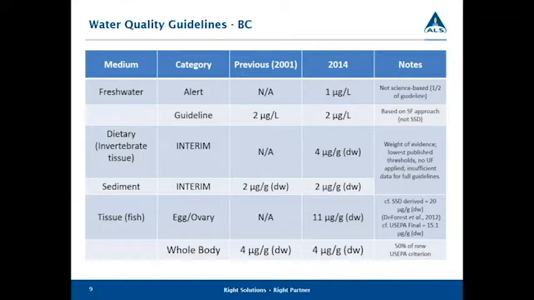And then 2014 had some tissue, fish, ovary, and egg guidelines that were actually derived using what is considered to be a more appropriate approach, the species sensitivity distribution approach, to come up with the values of 11 micrograms per gram dry weight in eggs and ovaries, and 4 micrograms per gram dry weight for whole body. Actually, only the egg guideline was derived using the SSD approach.